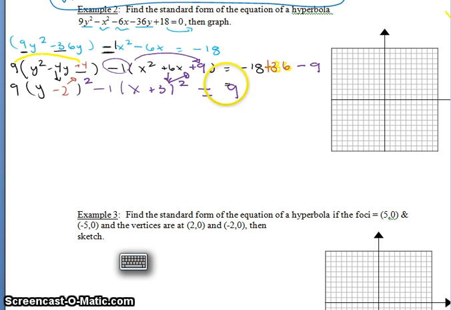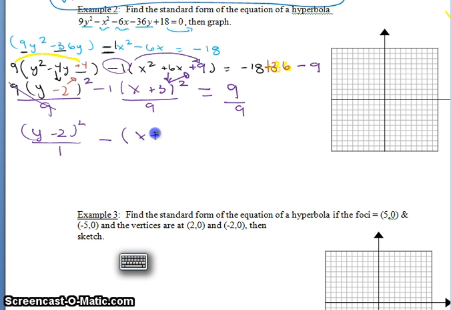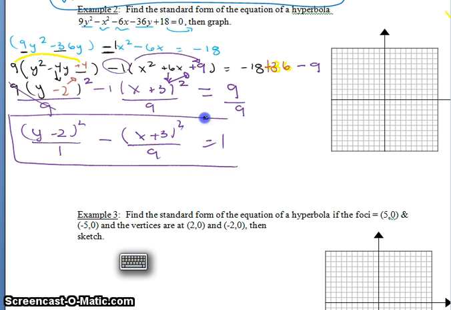And remember, for standard form, you have to set it equal to 1, so I'm going to divide everything by 9. Divide each term by 9, so they cancel there. Get y minus 2 squared all over 1 minus x plus 3 squared over 9 equals 1. Okay, so I do have the standard form, which we were asked to find, and then we were asked to graph it. So we can go ahead and graph it.